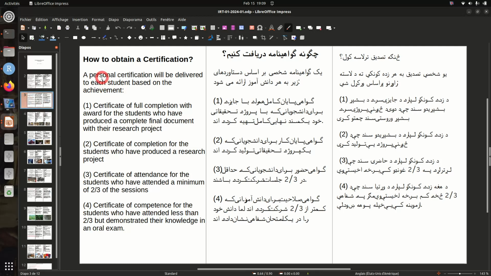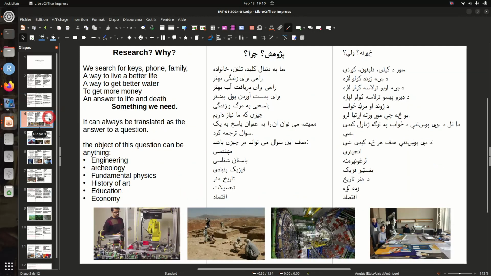At the end of this lecture, a certification is going to be delivered to each student depending on the level he has reached. I am aware of the various constraints, family duties, work that many of you have. For this reason, there is a diversity of certification that I describe here and that I invite you to read.